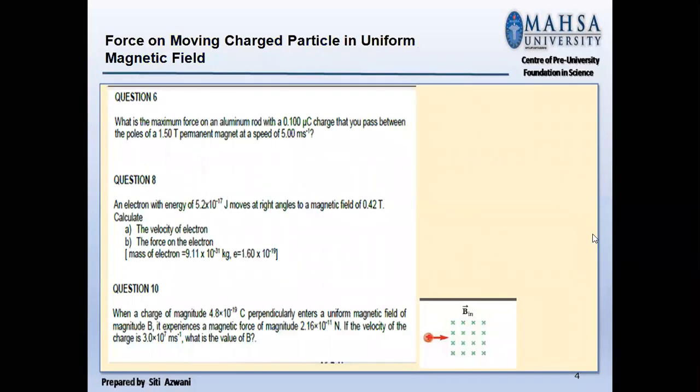Next, question 6, 8 and 10. I skip some of the questions, don't worry, I will discuss them later. For question 6, question 8 and question 10, this is the problem under the force on a moving charged particle in the uniform magnetic field B. First you have a formula to calculate the force on your charged particle in the uniform magnetic field B: F_B equal to qvB sine angle.